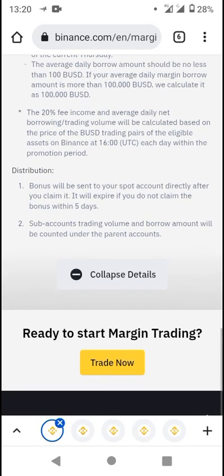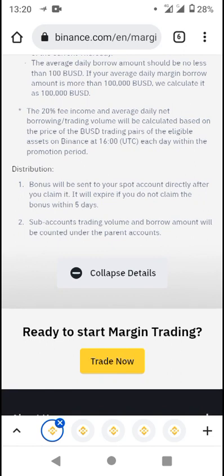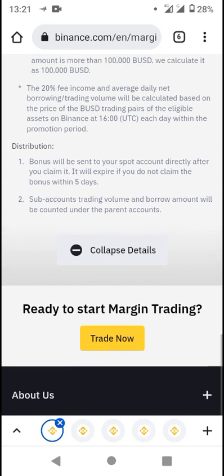For distribution, the bonus will be sent to your spot account directly after you claim it. It will expire if you do not claim it within 5 business days. Sub-accounts' trading volume and borrow amounts will be counted under the parent account.